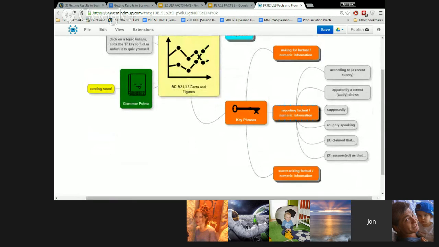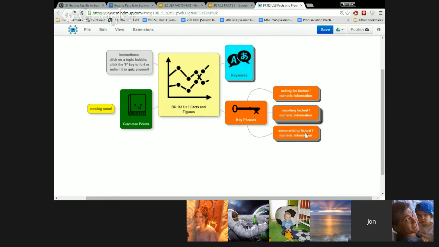So the easiest way to study is to try to recall, force yourself to remember the class and what we learned, and then open it up and compare. Right? According to a recent survey, apparently a study shows, supposedly, roughly speaking, somebody claimed that, someone assured us that. So these are all things you heard in the meeting yesterday.